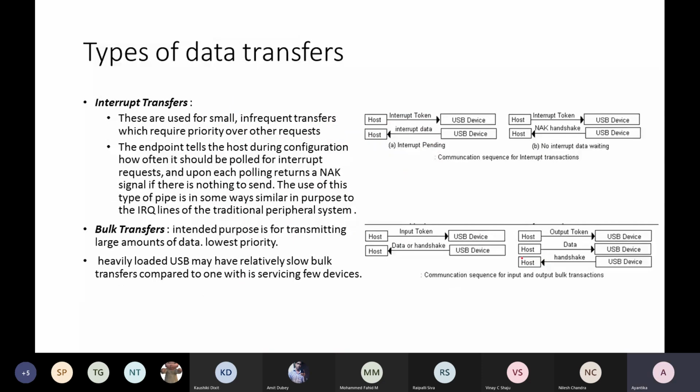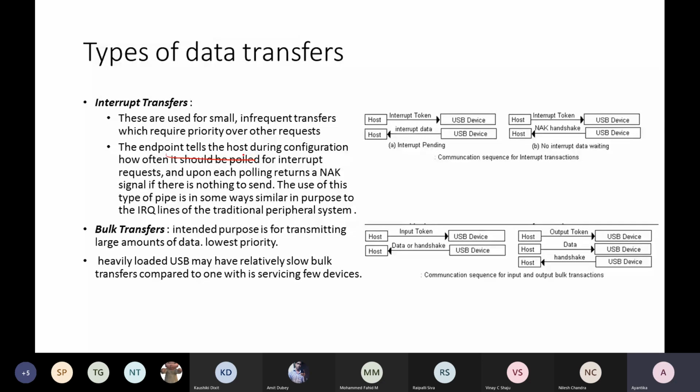Next one is interrupt transfer. These are small, infrequent transfers, and whether interrupt handling is required or not is determined here by a polling technique. Now, the endpoint tells the host in which interval the polling is required.